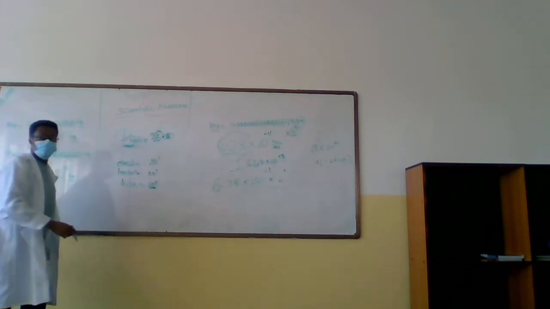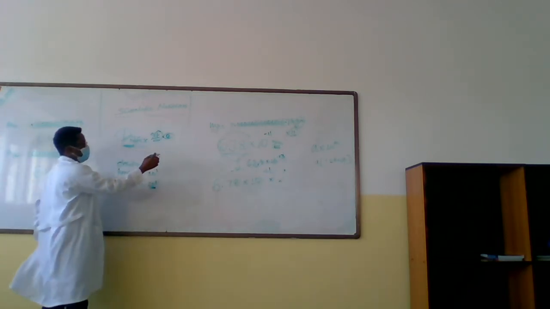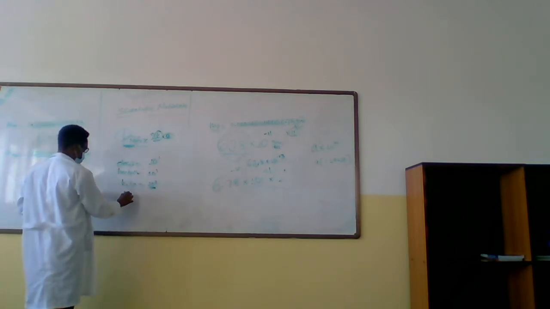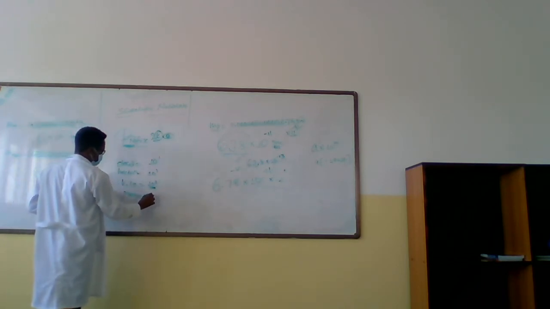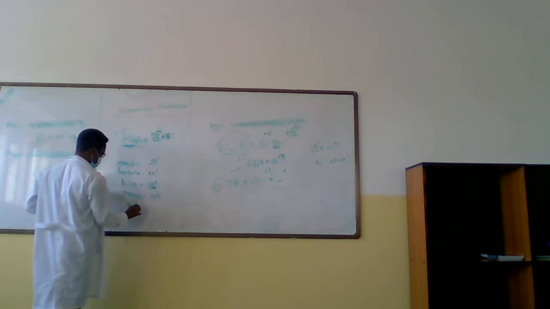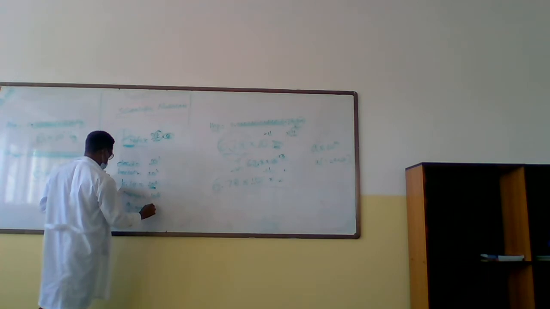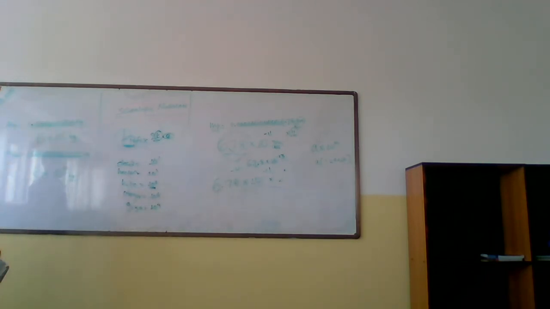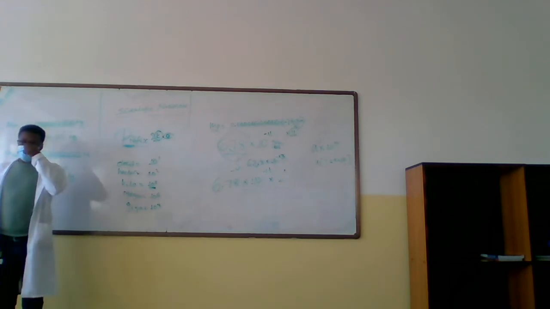Let's go to mega, which is 10 to the power of 6. Next, giga, 10 to the power of 9. So these are the commonly used prefixes.